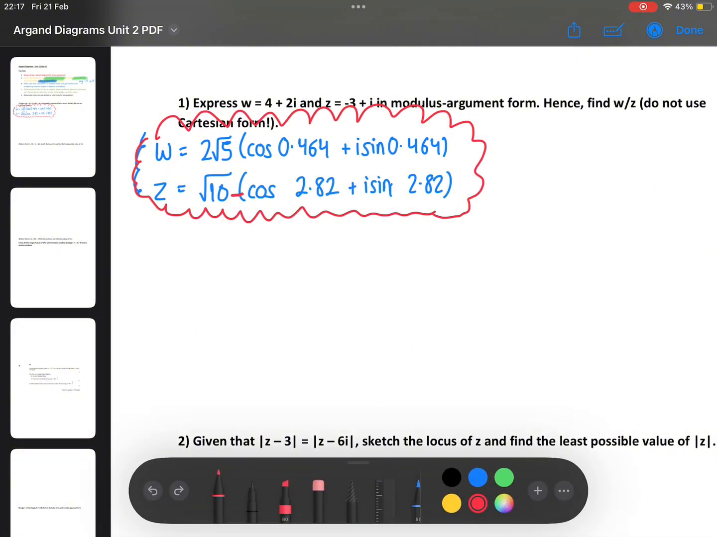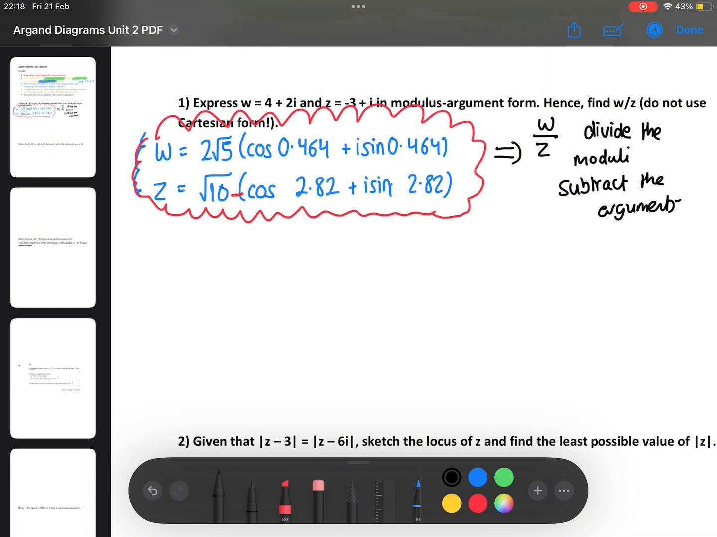So given these, the question then asks us to find the value of w over z, and to do that, we will remember our rule that when we're given complex numbers in modulus argument form, for w over z, we're going to divide the moduli to get the modulus of w over z, and we're going to subtract the arguments.